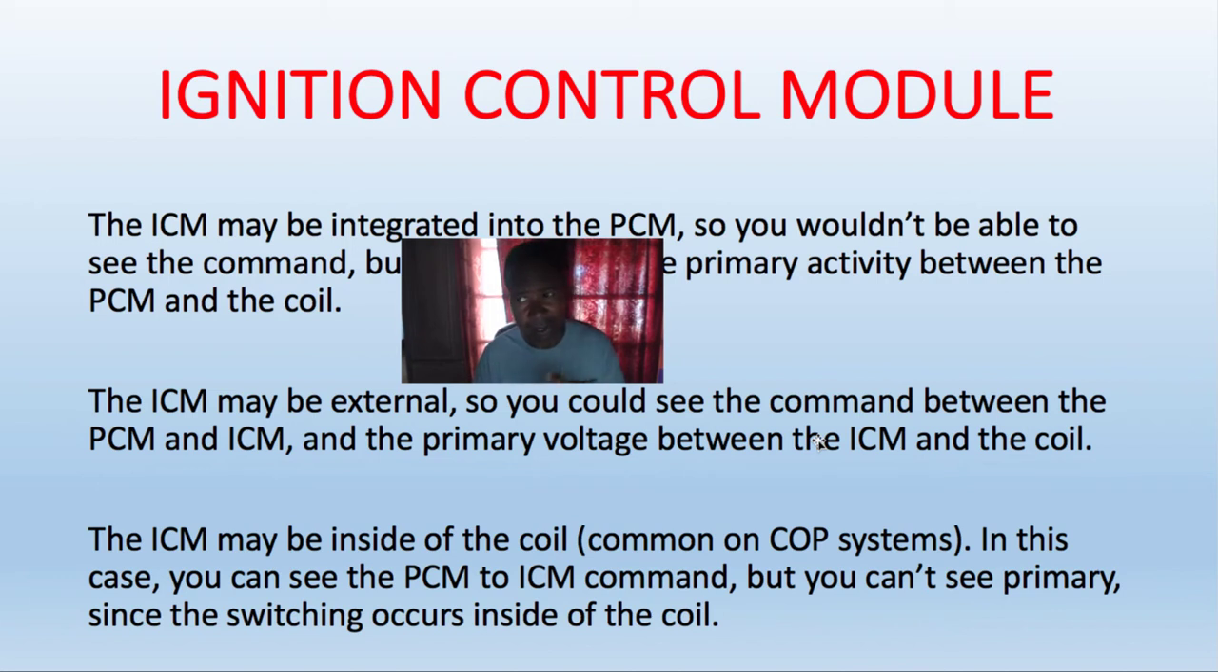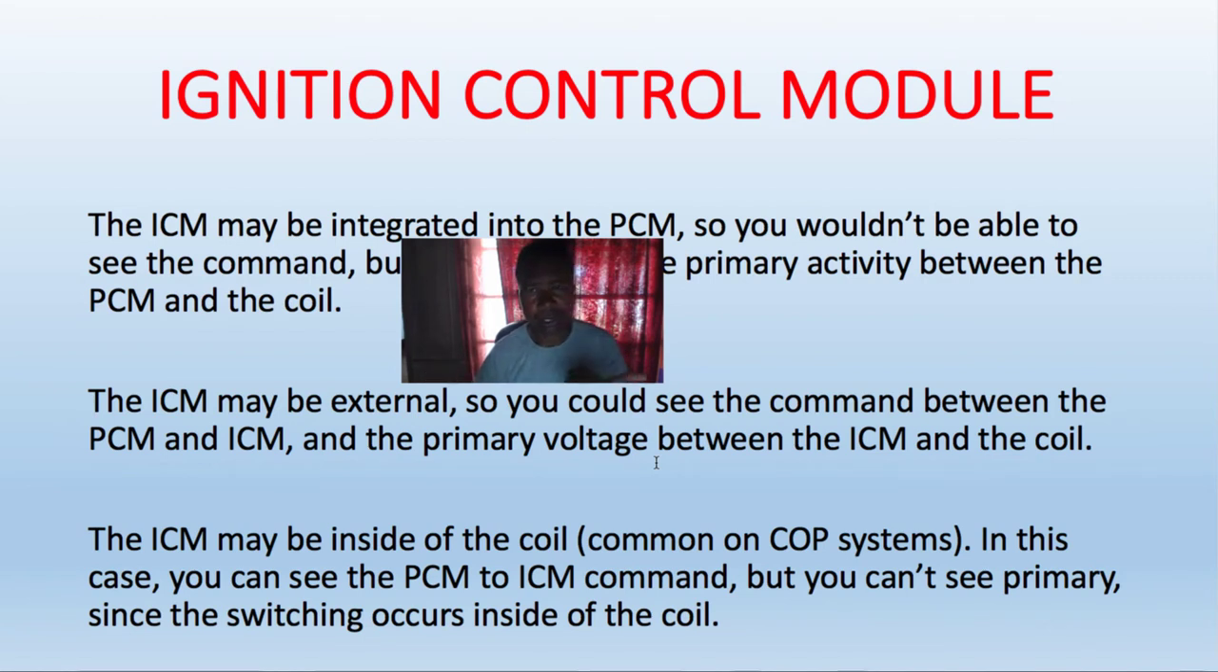Now that's another setup. Some of the newer cars have something called coil on plug, meaning they don't have a distributor, no wires, and no distributor cap. Basically, the coil is sitting right on top of the plug. In this case, you can see the PCM and ICM command, but you can't see the primary, since the switching occurs inside the coil. The coil sits right on top of the plug, so you can't back probe it to see a primary circuit like you would with any other electronic ignition circuit. You can, but it's a little harder.